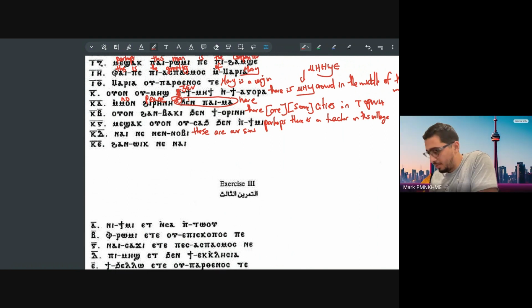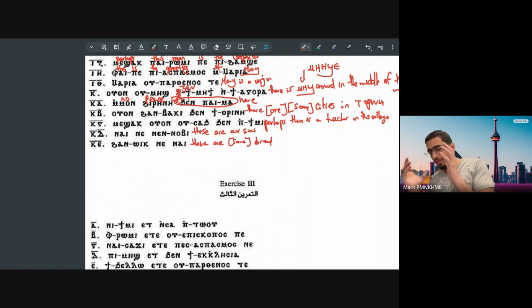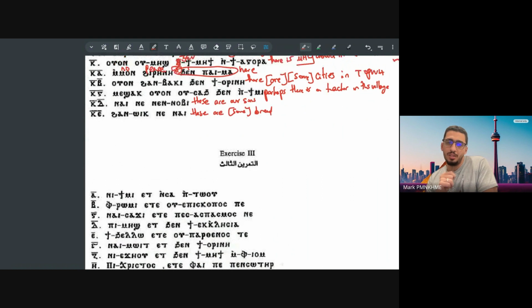Yes. Yes. And good ordering. These are some bread. Hanoi ne, it's one thing, and then just the subject comes after. And that works because it cannot be 'these breads are' or 'the breads are these.' It can, but no. This is how we do it.